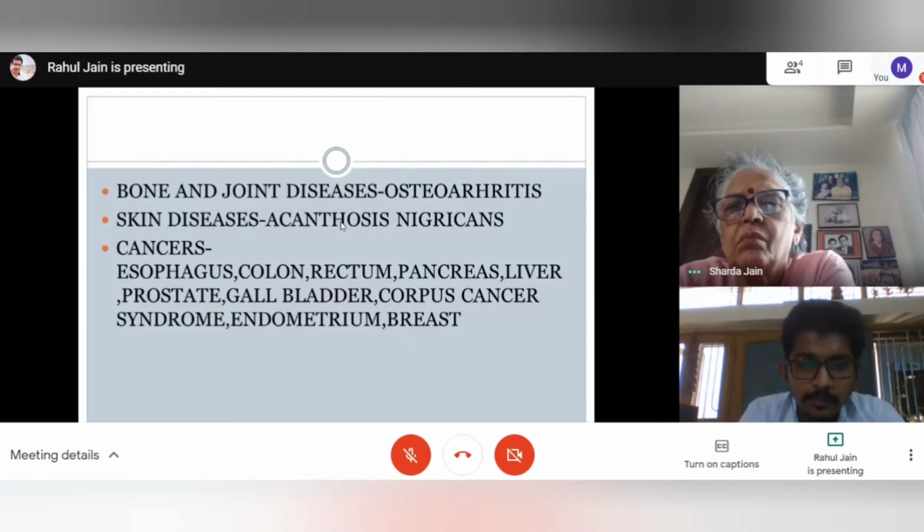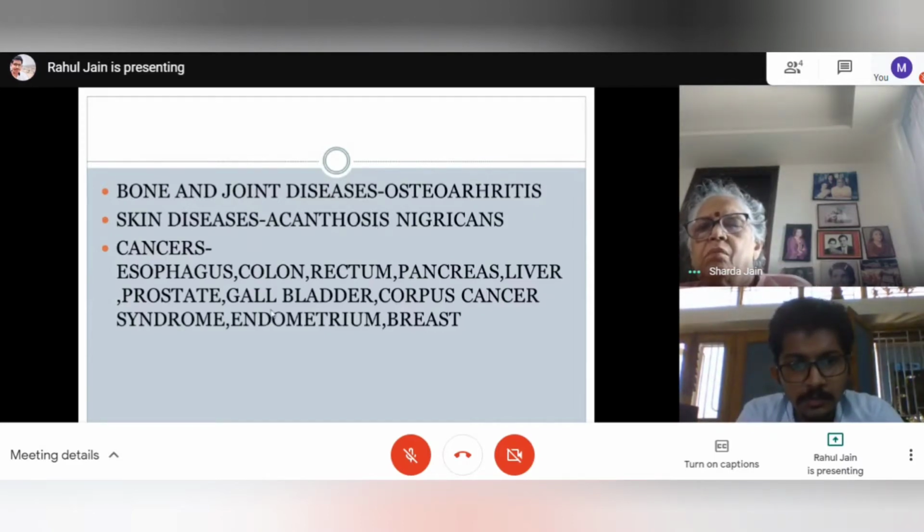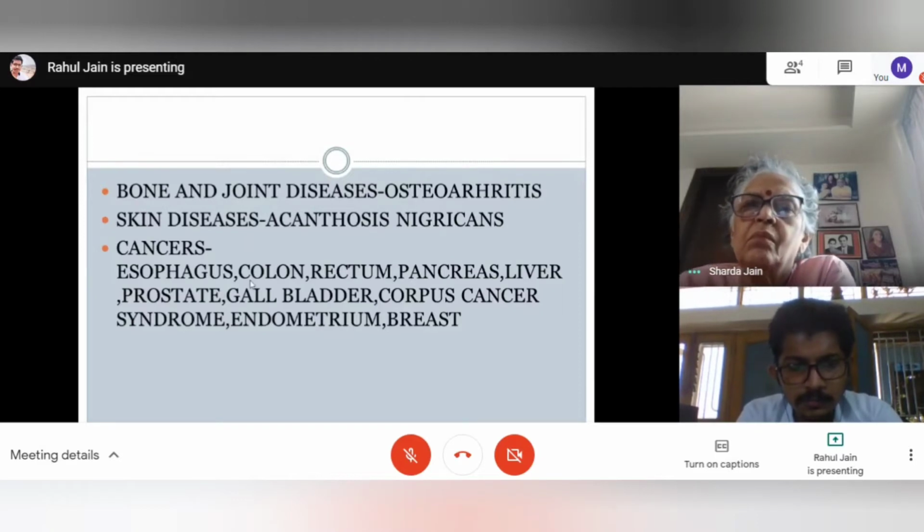So the skin will be friable, more prone to yeast and fungal infections, and along with it insulin resistance will cause hyperglycemia. Hyperglycemia can also predispose a person to infections. So in any patient where we see acanthosis nigricans, we should check their sugar levels, and if they are obese, it should give us an indication that the patient has insulin resistance. Then multiple cancers are associated with obesity, and there's one interesting entity called corpus cancer syndrome, which is basically obesity associated with endometrial cancer.